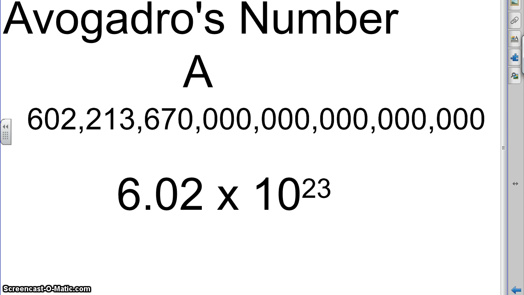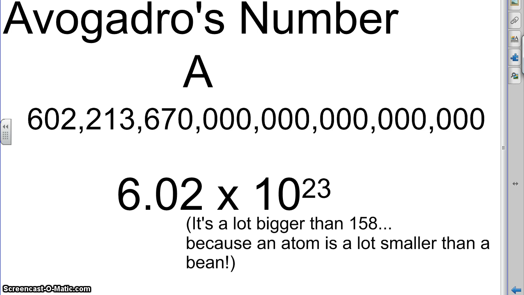It's an enormous, enormous, enormous number. About 10 of those is how many kilograms the Earth weighs. It's a really large number, a lot bigger than 158 because atoms are a lot smaller than beans.